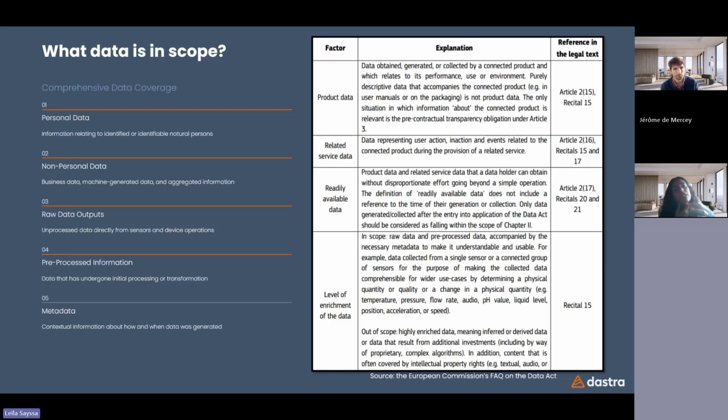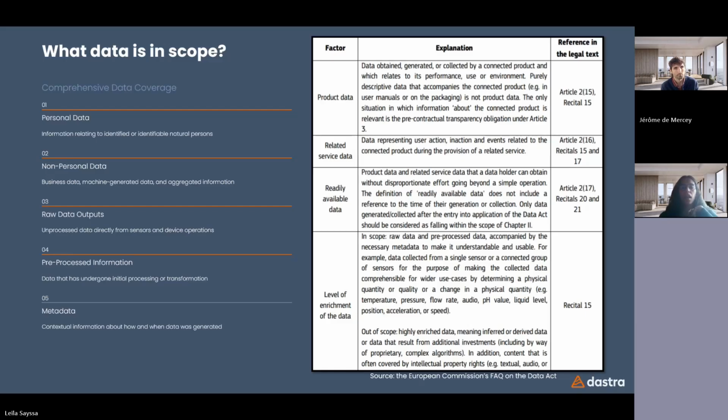So when we say readily available, it means that there is no need to make a disproportionate effort to go beyond a simple operation to get the data. It's only the data that is generated, collected by the connected product, by the service.